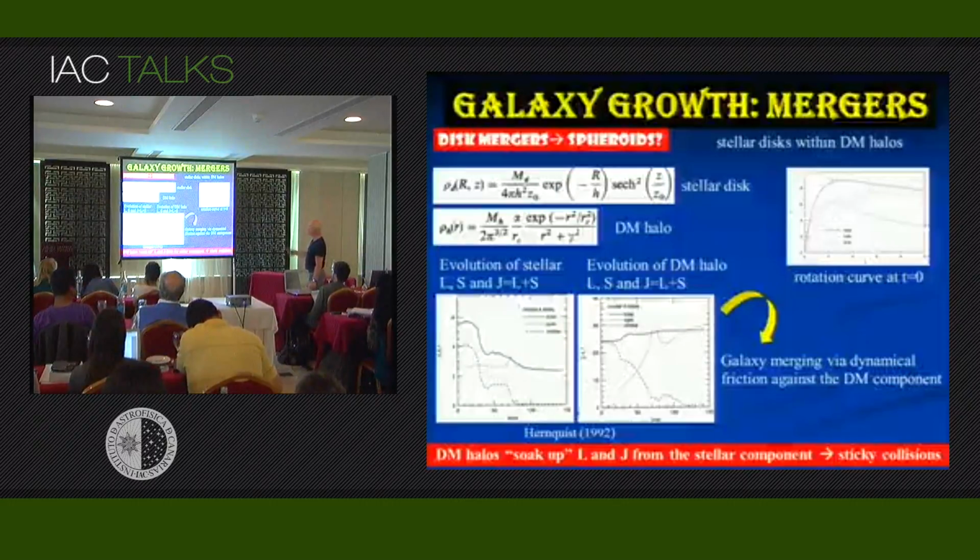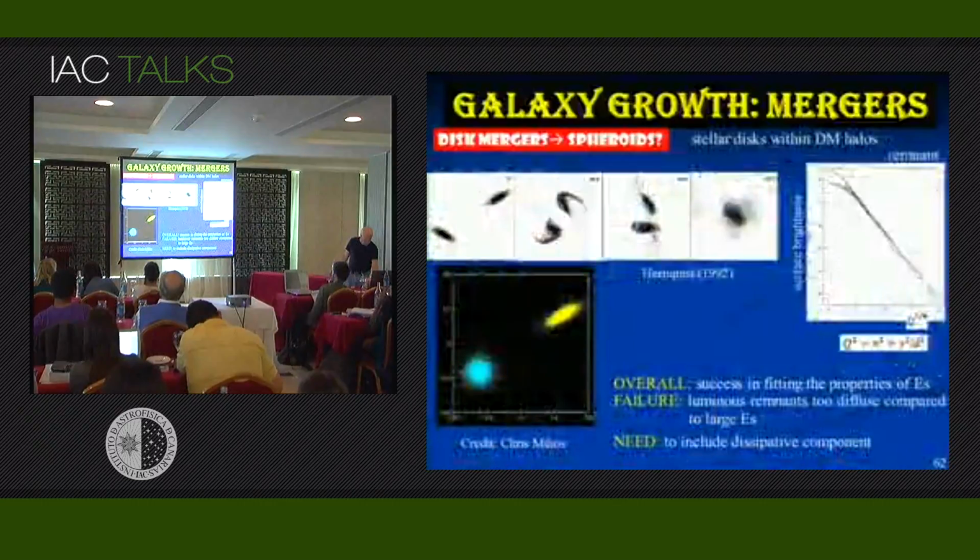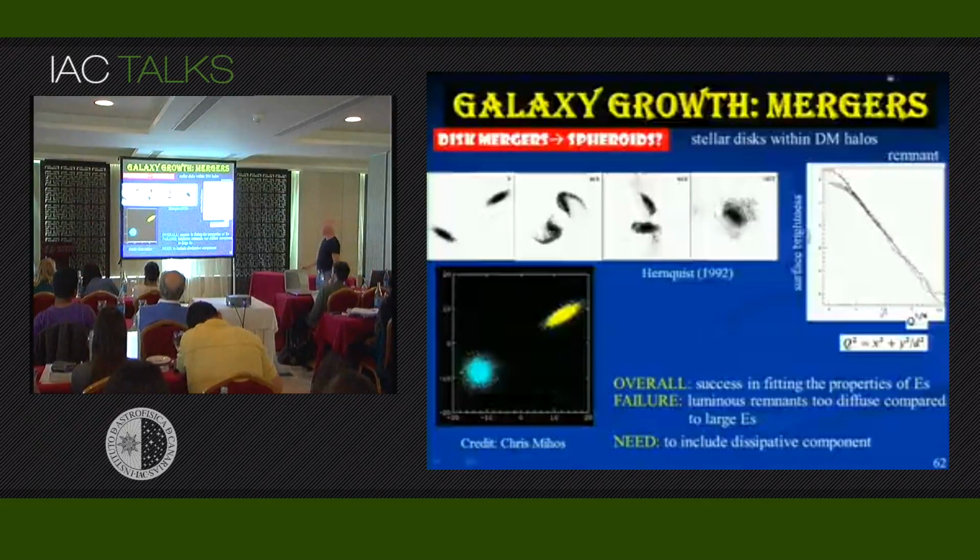Well, I don't have time to go over all the details of disk mergers. And the first thing I wanted to do is to talk about a pure stellar disk without the wet component. And the answer is that these mergers lead to spheroids.